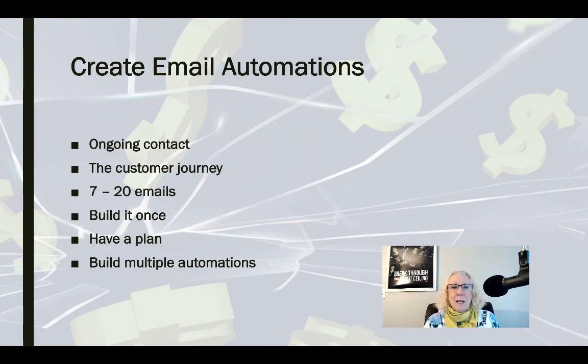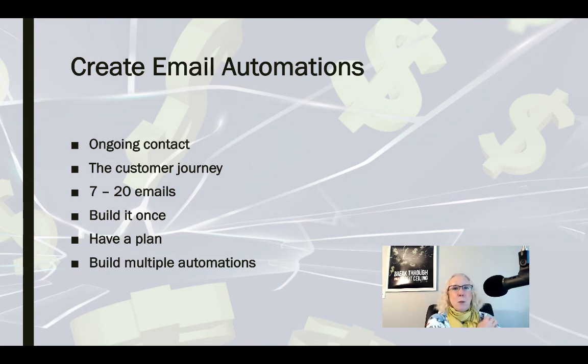So I lay out the plan for my automations before I write any emails. I will lay out the plan of where I want them to go and what those emails will look like, and then I'll go back and I'll fill in the actual content by writing the emails.